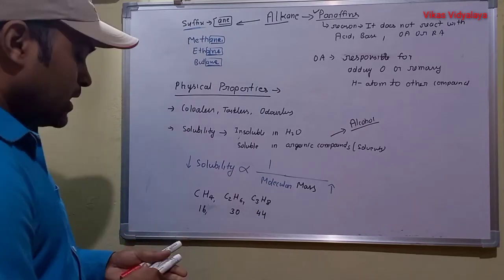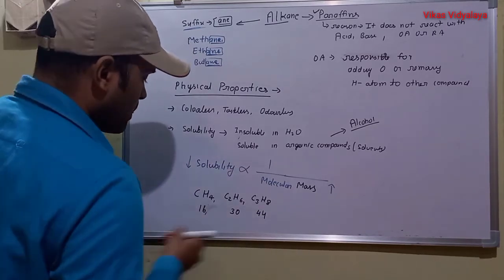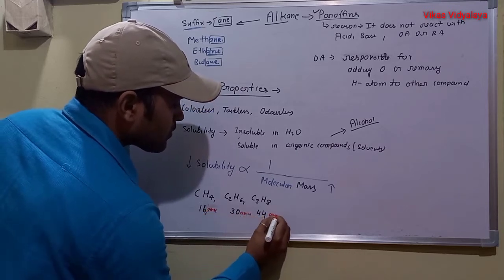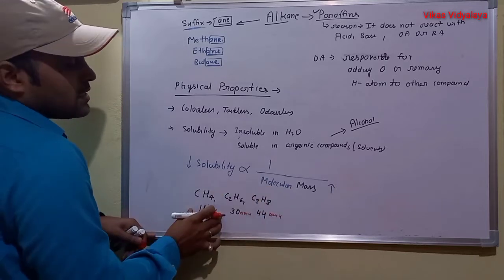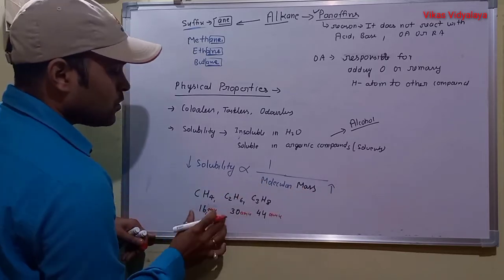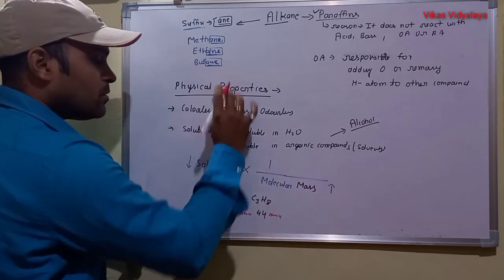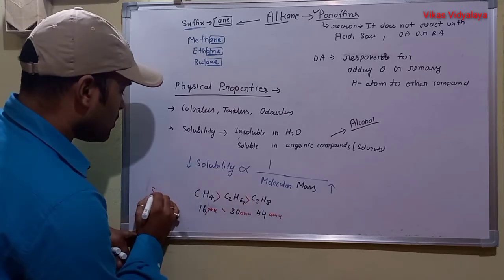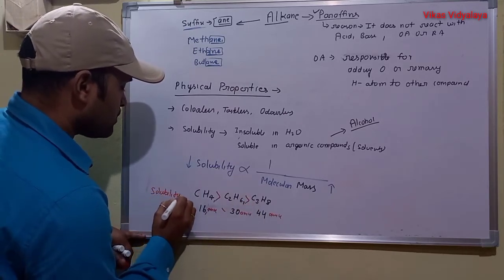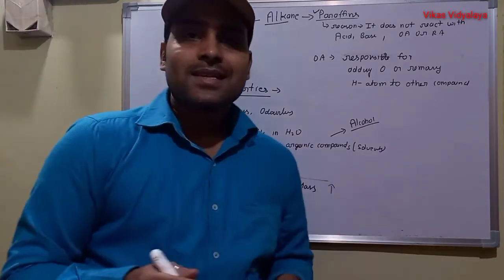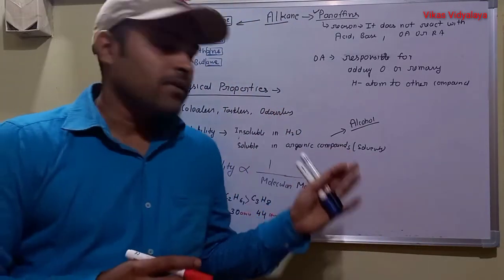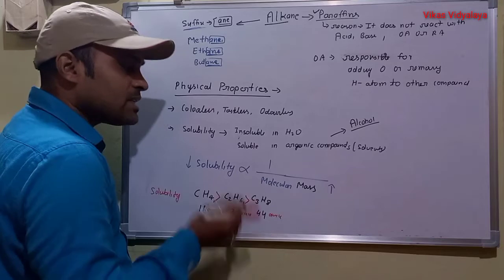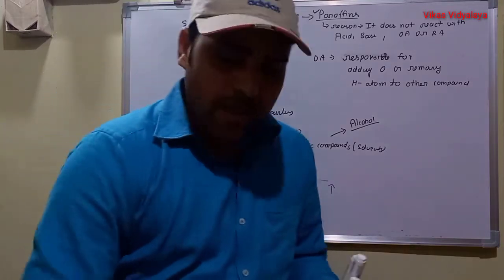What we see here is that this has, among the three compounds, the lowest molecular mass in AMU. So when molecular mass is low, solubility will be high. So its solubility will be high. This is the order of solubility of alkane. Remember it. We will discuss it in detail in class 11th. So solubility is directly proportional to 1 by molecular mass, or solubility is inversely proportional to molecular mass.